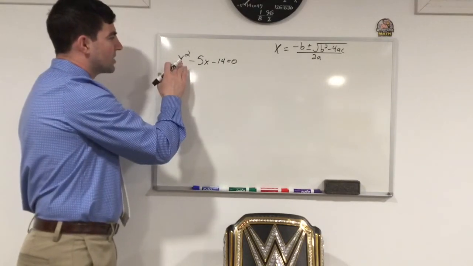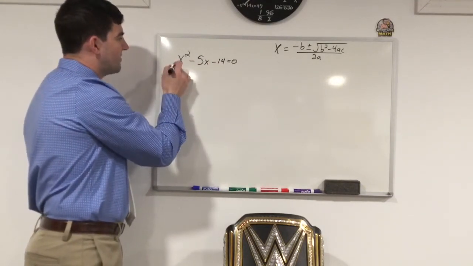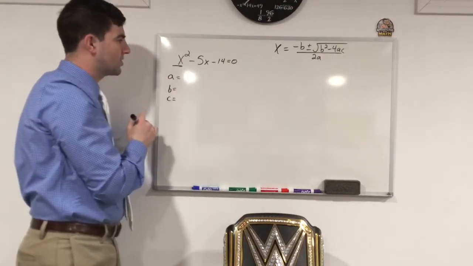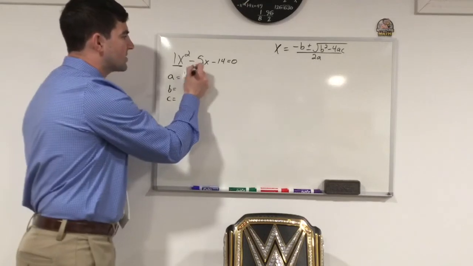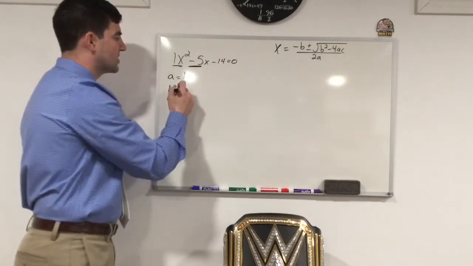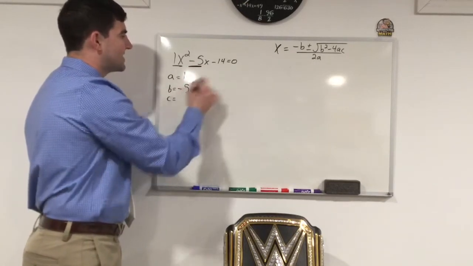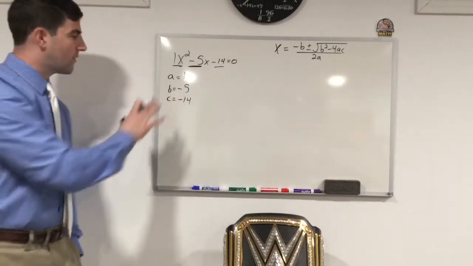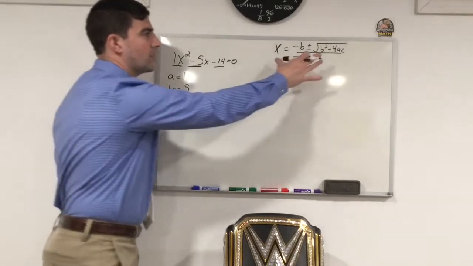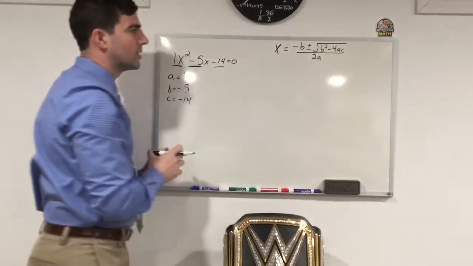My a value, just like the alphabet a, b, c, is the coefficient of my x squared term. So in this case, a is 1. B is the coefficient of my x term, which is negative 5. And c is my constant, which is negative 14. From here, I take my values and plug them into the quadratic formula.